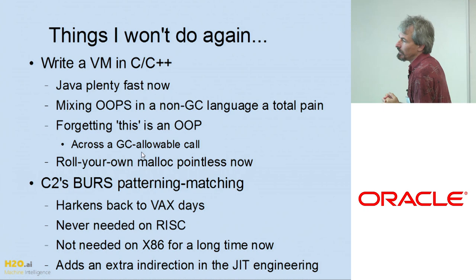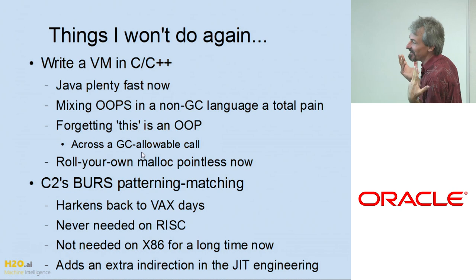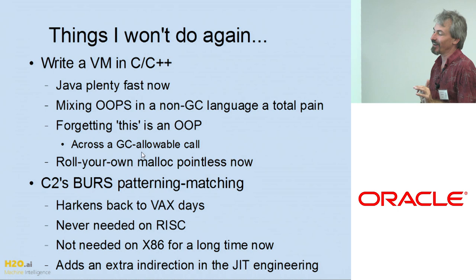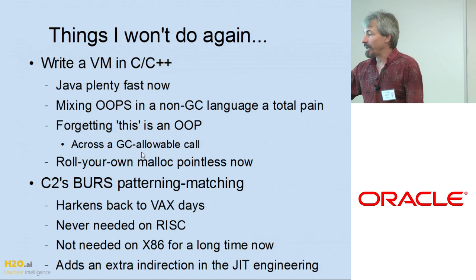C2 does BURS, bottom-up pattern matching. Kind of useful if you're writing to a VAX. Never needed on a RISC chip. Never needed on an x86, at least not for a long time now. The x86 architecture is actually fairly regular. The actual encoding of the instructions is kind of bizarre, but the use of one register for whatever location, it's all the same. And furthermore, dropping or adding an instruction here and there because you didn't get it perfectly correct is not interesting for performance.